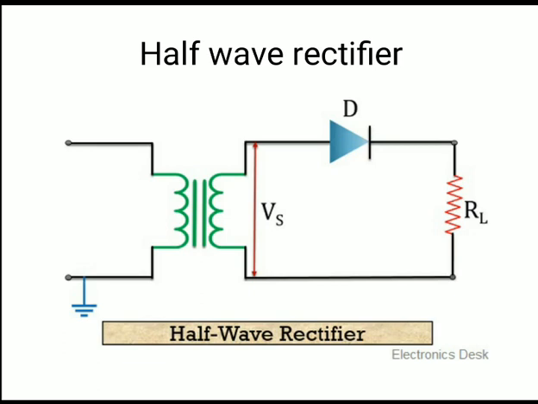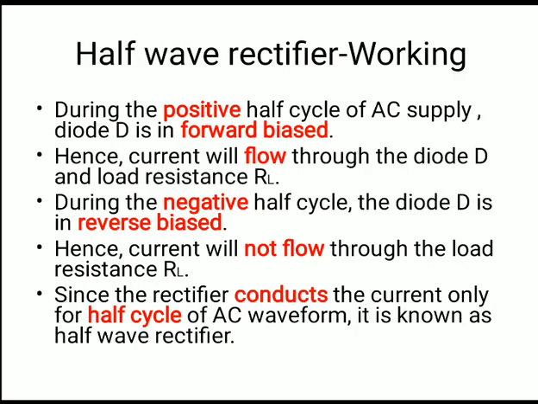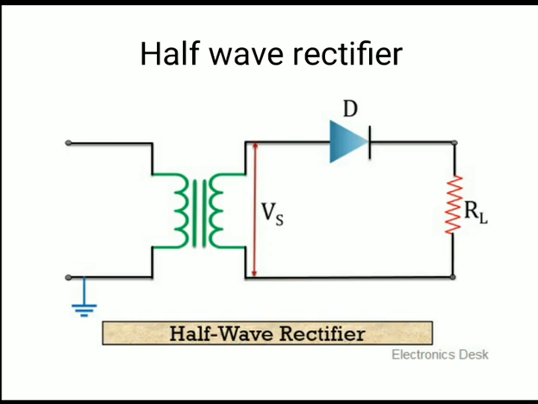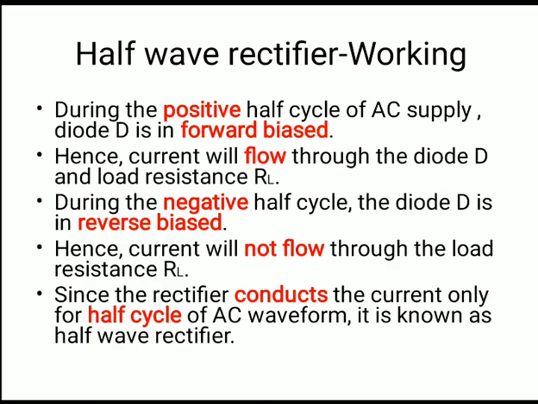Let us see the working of the half wave rectifier. During the positive half cycle of the AC supply, the diode D is in forward bias. Hence the current will flow through the diode D and the load resistance RL, and it will continue in the loop.